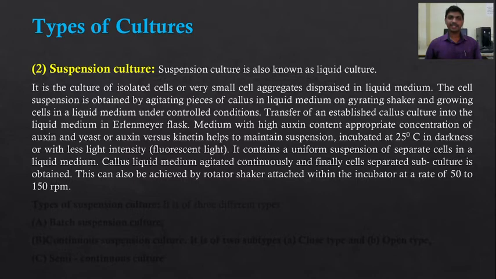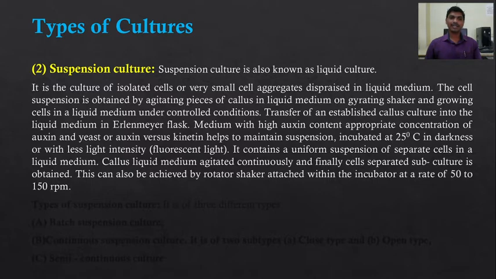So the cell suspension is obtained by agitating or mixing pieces of callus in a liquid medium on a gyrating shaker and growing cells in a liquid medium under controlled conditions. Transfer an established callus culture into the liquid medium in an Erlenmeyer flask. A medium with appropriate concentration of oxygen or yeast extract, or oxygen versus kinetin, helps to maintain the suspension incubated at 25 degrees Celsius in darkness or with less light intensity.